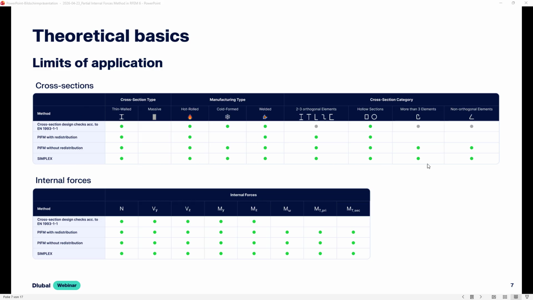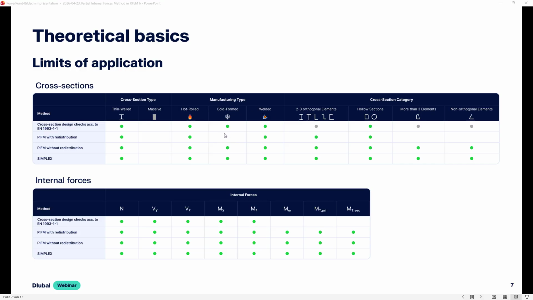Okay, now let's dive into this table and see for which cross-sections we can use these methods. First of all, what is necessary? We need thin-walled cross-sections. So steel design does not work for massive cross-sections, especially not the plastic design. The manufacturing type: here we can see that most manufacturing types are supported by most methods. So hot rolled, cold formed, and welded are all possible.